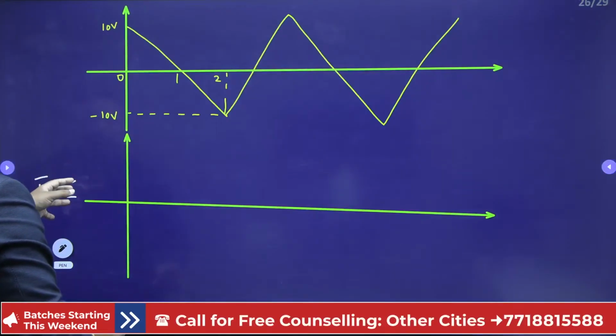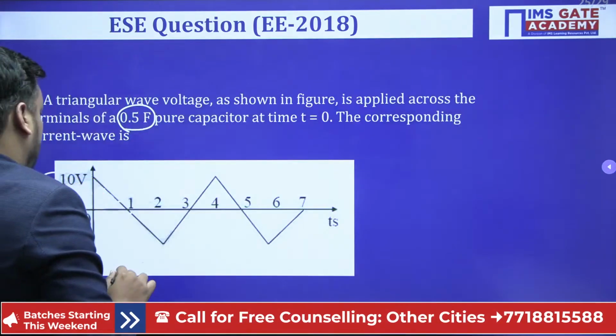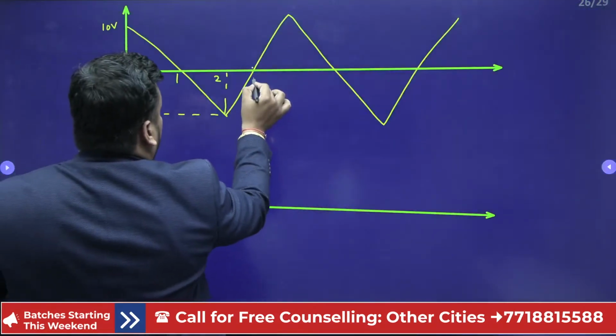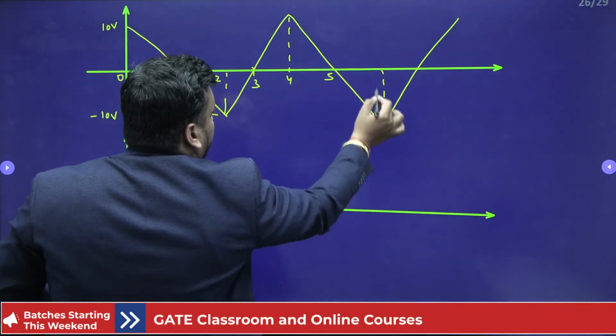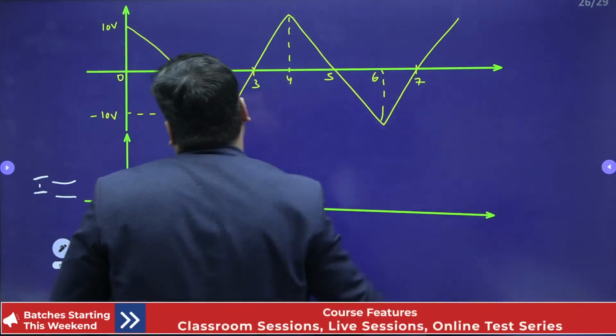Yes or no? 2, 3, 4. ये 3, ये 4, ये 5, ये 6, ये 7. Like this we have.